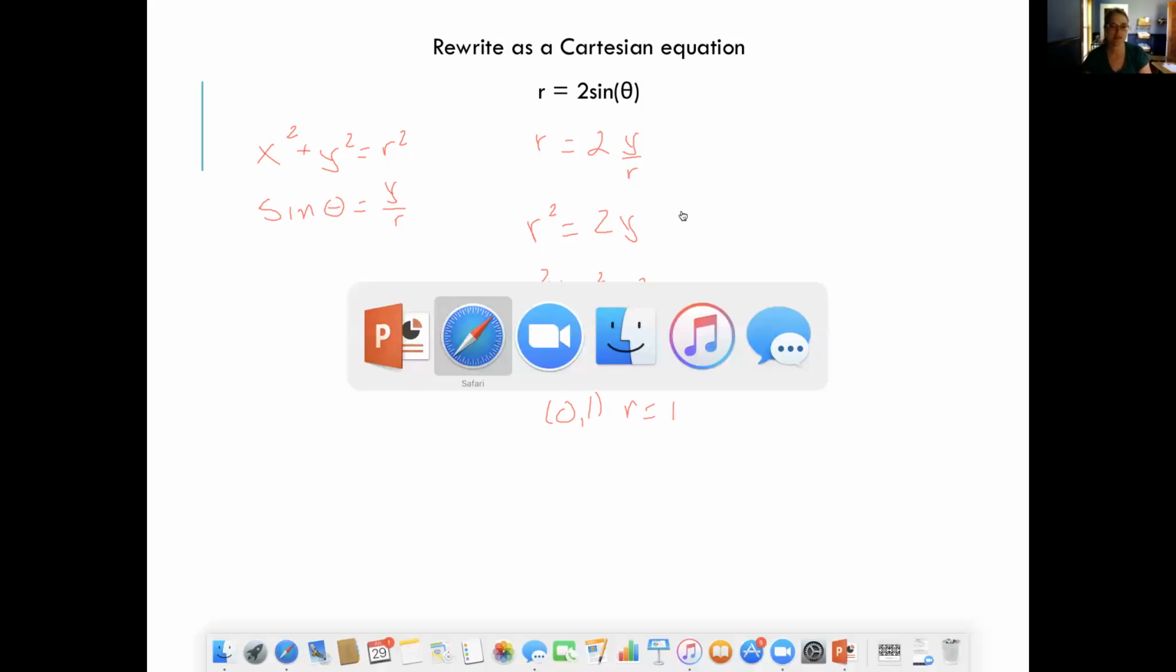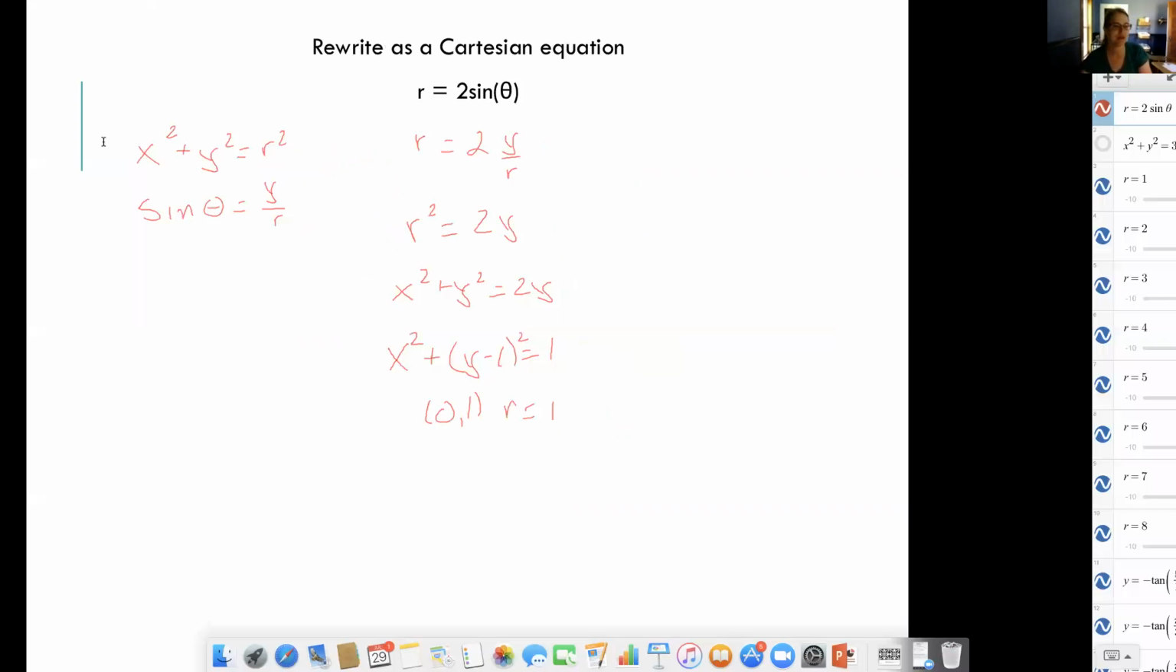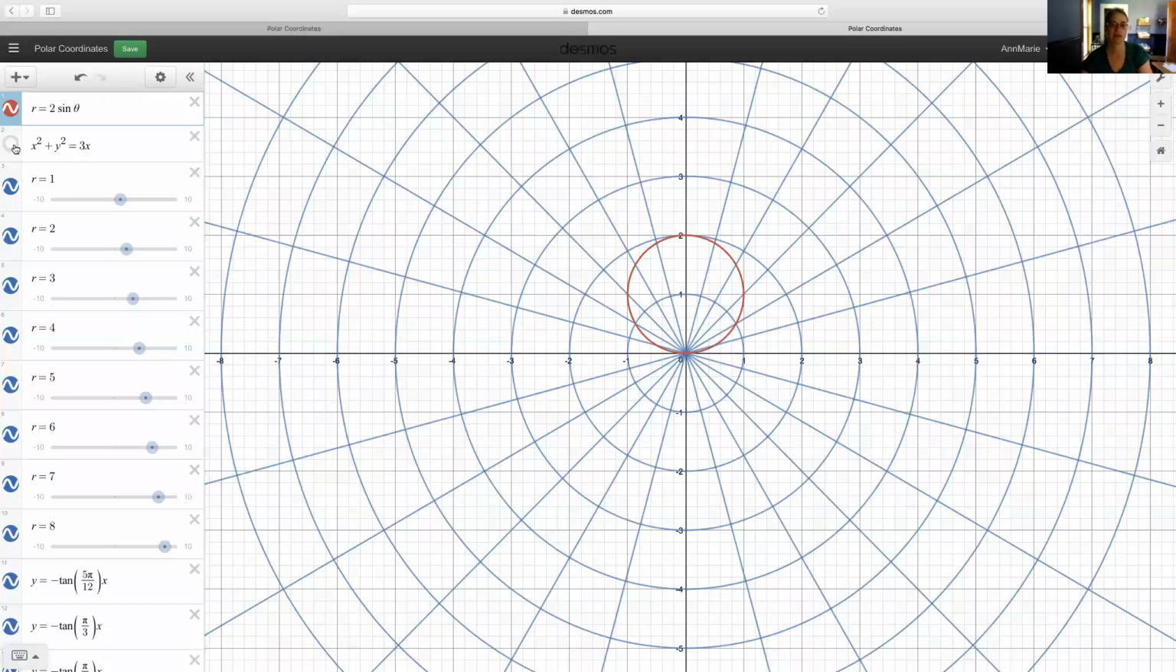But let's go ahead and check ourselves. And we can check ourselves with the simple form. So we'll use x squared plus y squared equals 2y. We've almost got that here, 2y. And sure enough, we got it right.